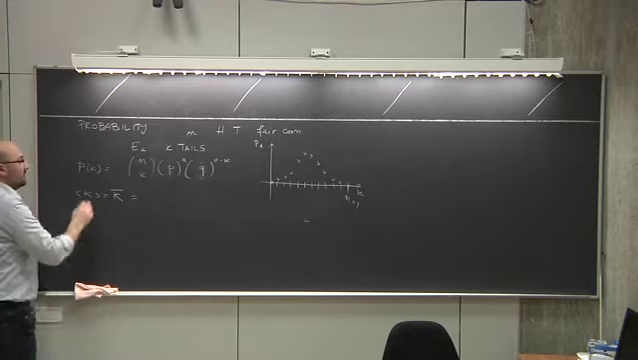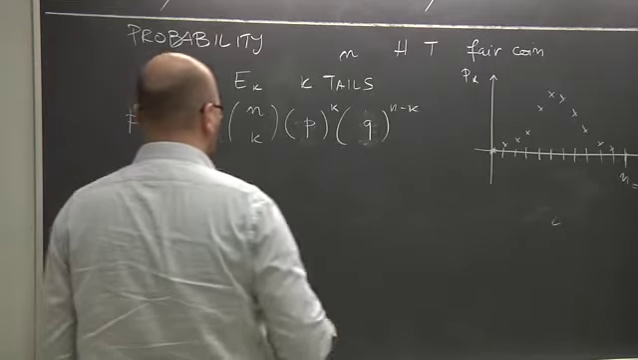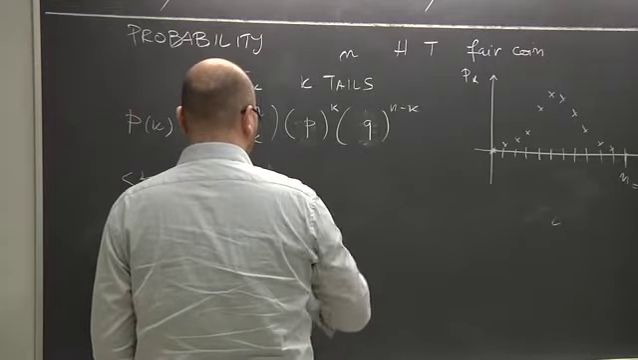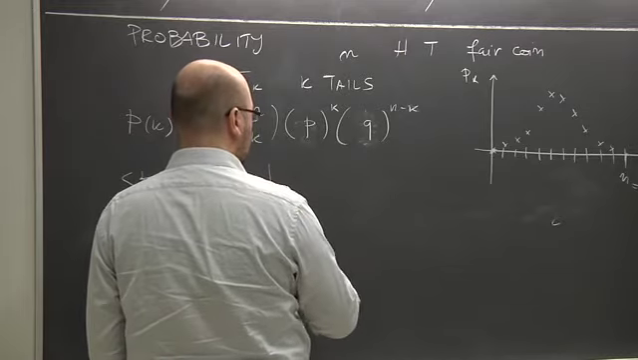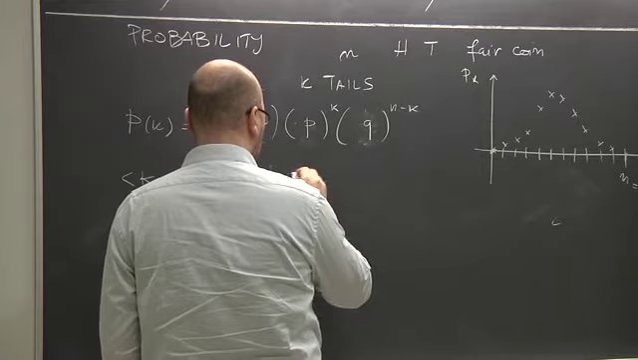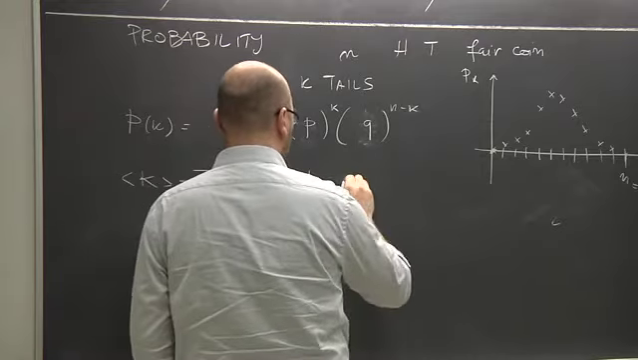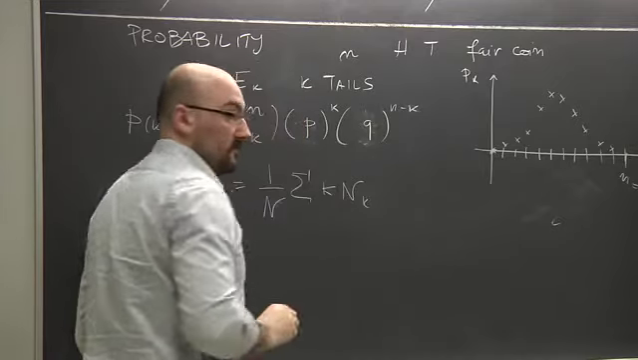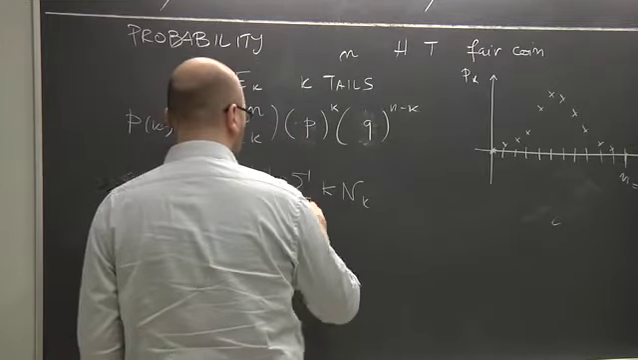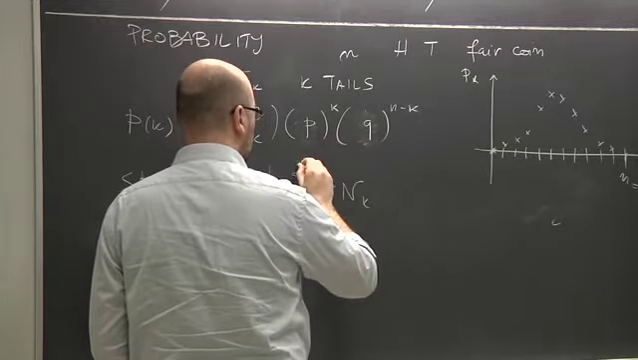I know that P of k is the number of occurrences divided by the total number of events. Okay? So I have 1 over the total number of events, times k times the number of times that k occurs, from the minimum k to the maximum k. In this case, it's small n.